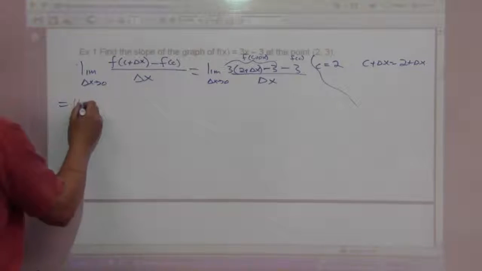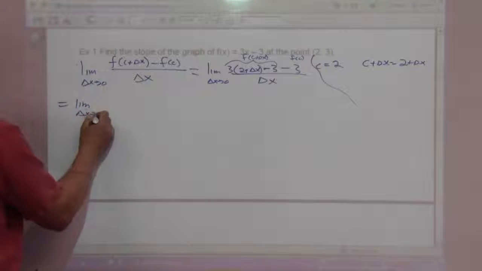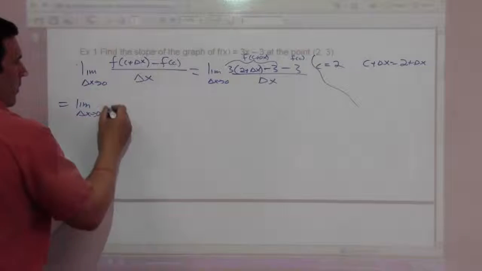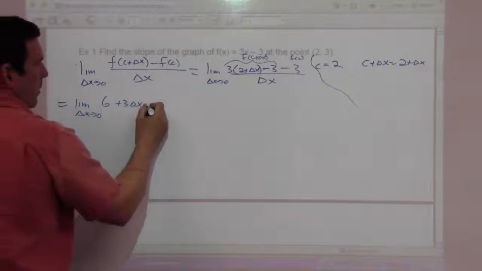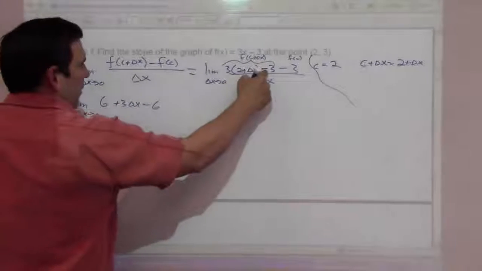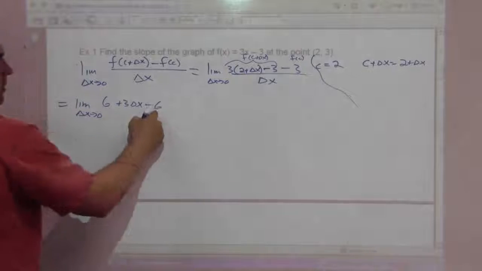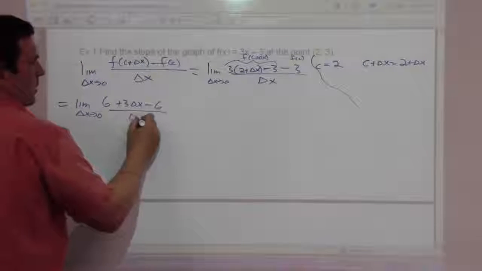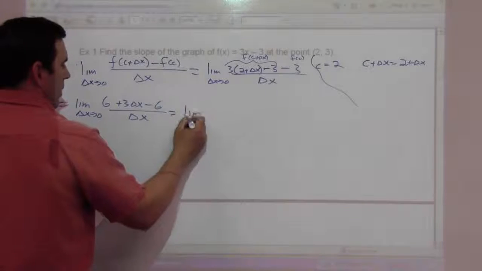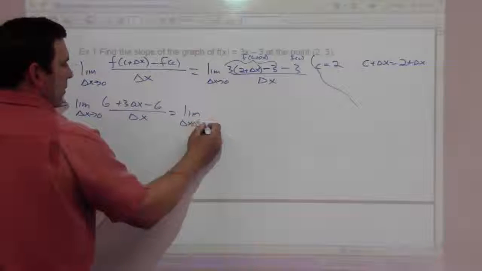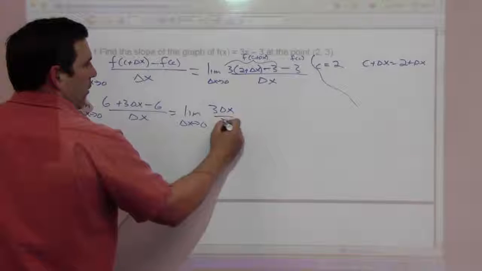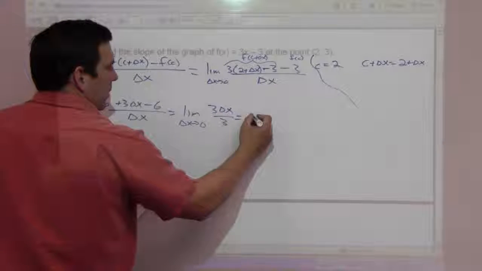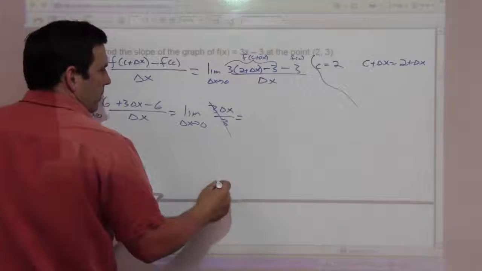So we have the limit as delta x goes to 0 of 6 plus 3 delta x minus 6. Negative 3 minus 3 is minus 6, over delta x. This is the limit as delta x goes to 0. 6 minus 6 is nothing. We have 3 delta x over delta x.